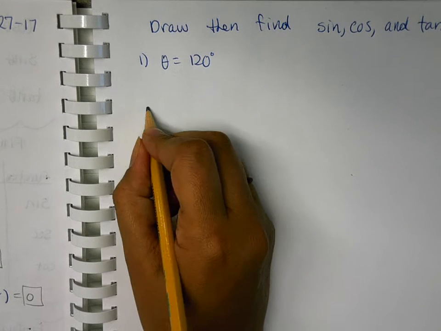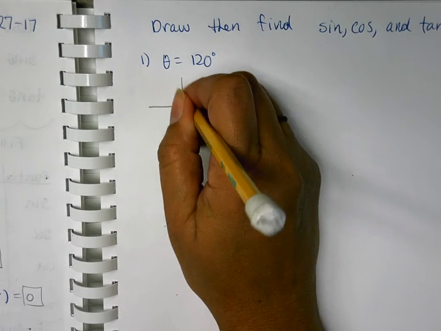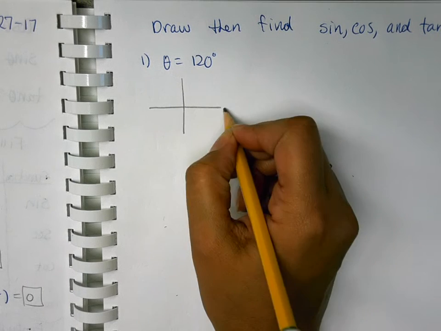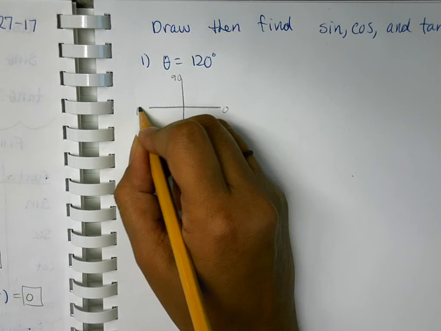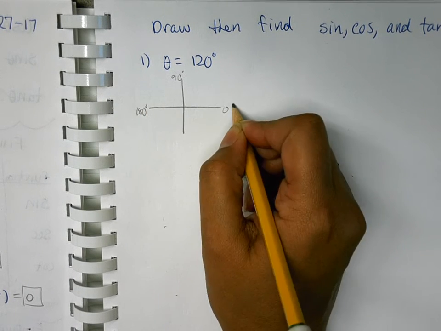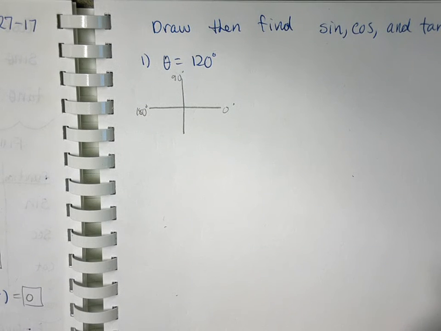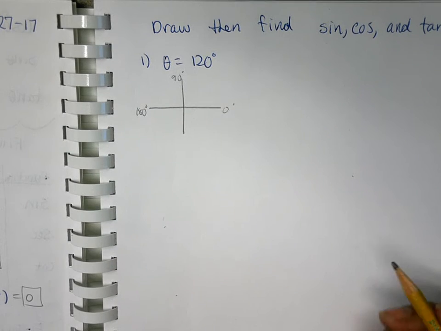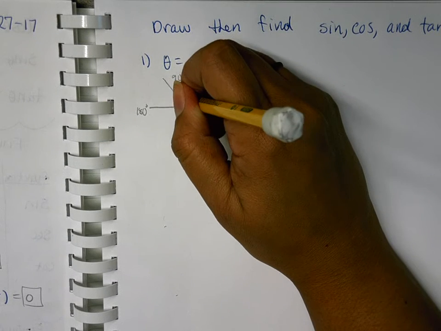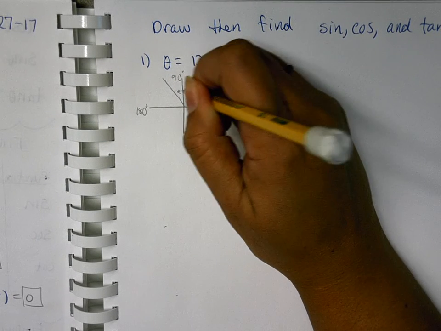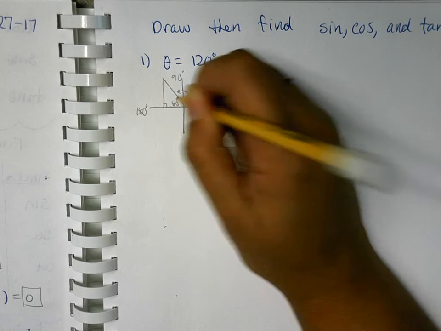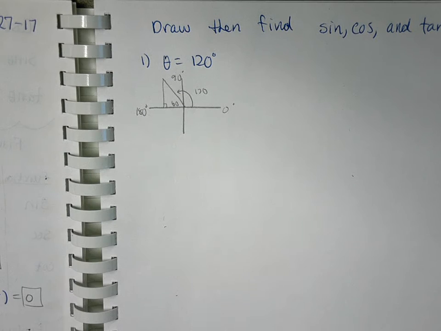Okay, so in the space you're given on your homework, you'll draw this. It's positive, so it's going in this direction. 0, 90, 180. Which quadrant is 120 in? Okay, and how far from 180 is 120? So my reference angle is 60. Do you see that? This here is 120, but when I draw my triangle like this, that is 60. Yes or no? All right.